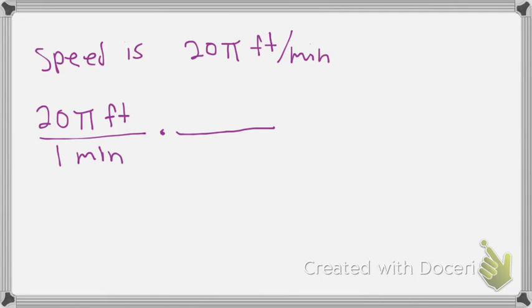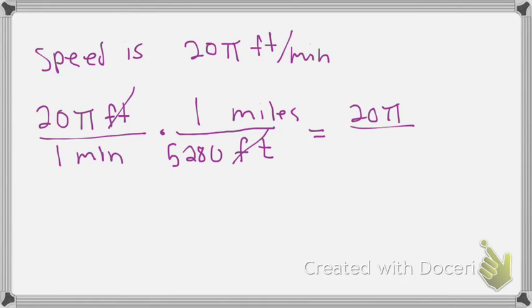For the conversion ratio, you're going to need to be left with miles in the numerator, and you're going to have to multiply by the equivalent of feet in the denominator. And we know that in every 1 mile there is 5,280 feet. The units of feet will cancel, and you get 20 pi over 5,280, and the units are now miles per minute.